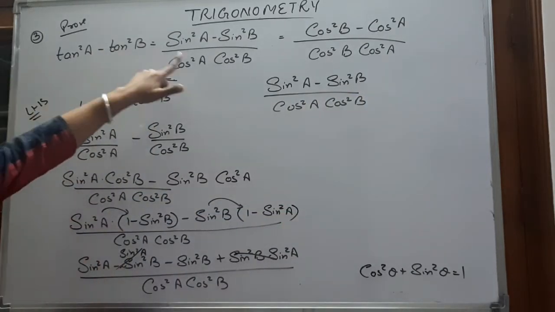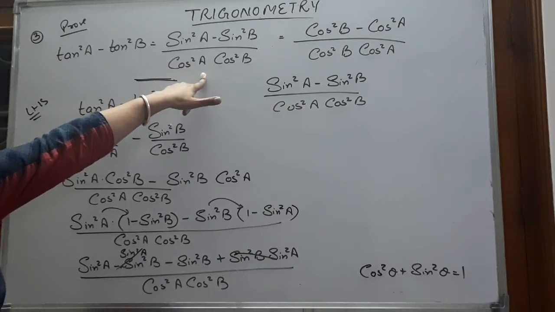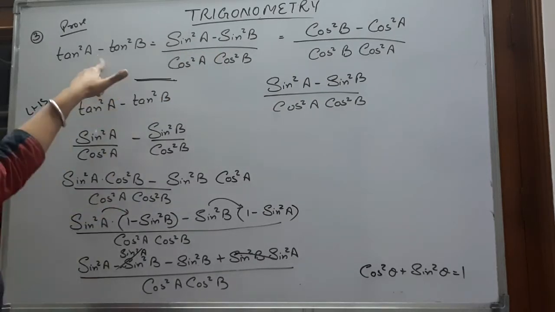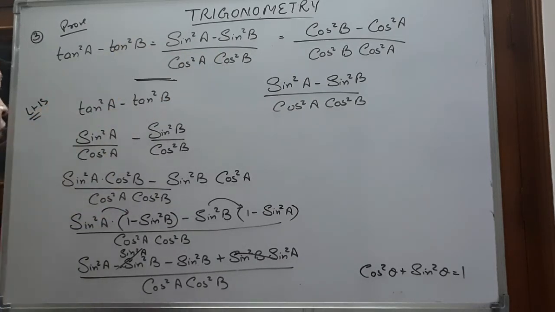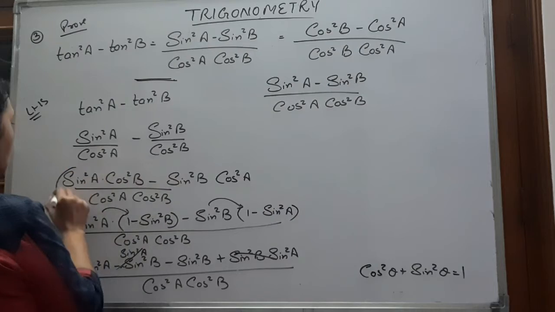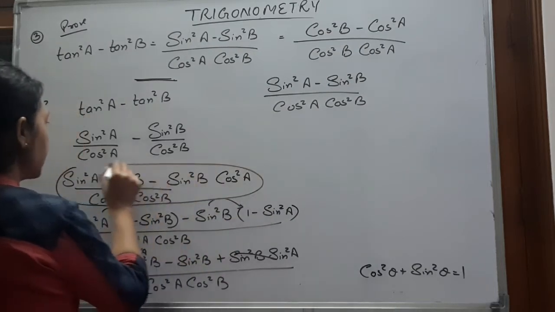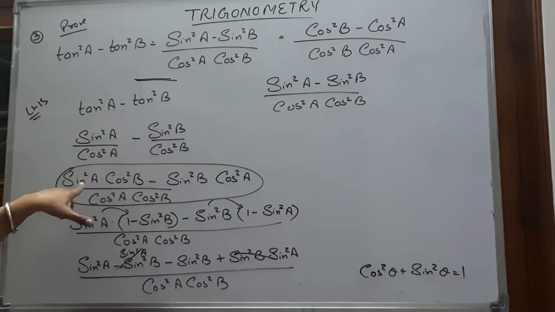We have proved this term in the form of sin. Now we have to prove the same term in the form of cos. What will we do? Take this step again. Now in place of sin we will change to cos.